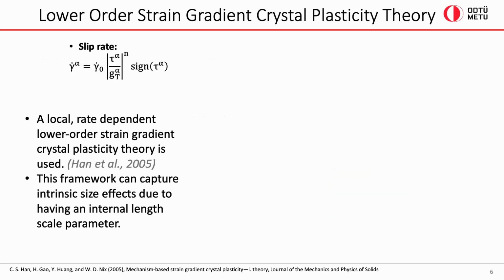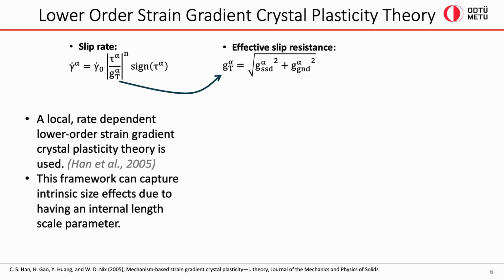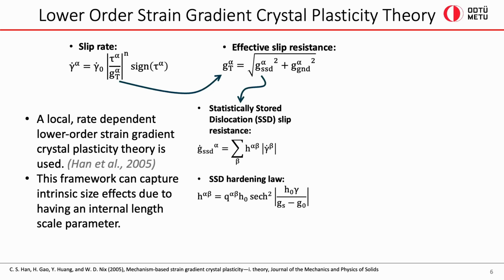Let me start with the theory. The theory follows a simple power law form slip rate law. The slip rate evolves due to an effective slip resistance in the material, which is made up of the slip resistance contributions of statistically stored dislocations and geometrically necessary dislocations. Statistically stored dislocations evolve due to plastic hardening of the material, and it follows a hyperbolic secant law, the hardening behavior.